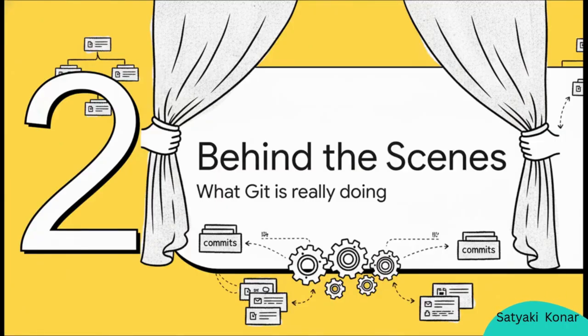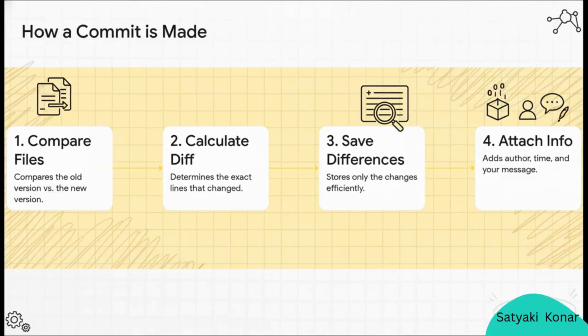Okay, so let's peek behind the scenes, right? Let's look under the hood. What is Git actually doing every time you make a commit? It's a really simple, but honestly, brilliant process. So here's what happens. First, Git looks at your files and compares what they looked like before with what they look like now. Step 2, it calculates those differences, the diff. Then, and this is key, it saves only those little changes. And finally, it attaches some really important information to that snapshot.